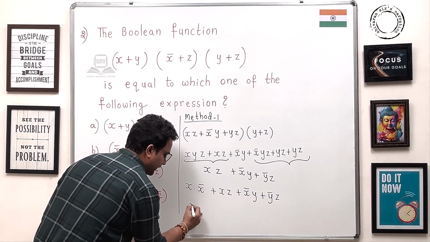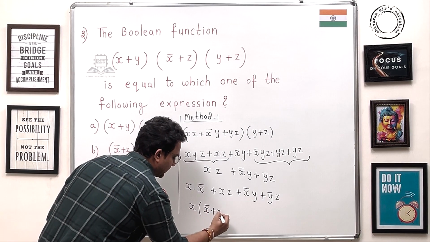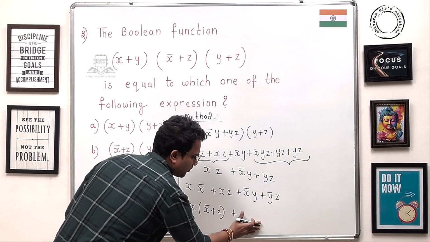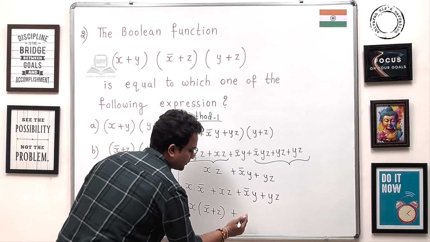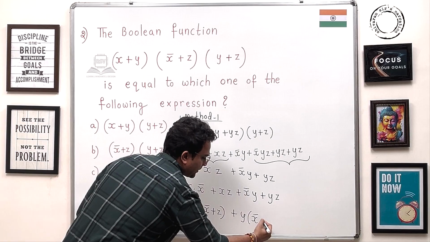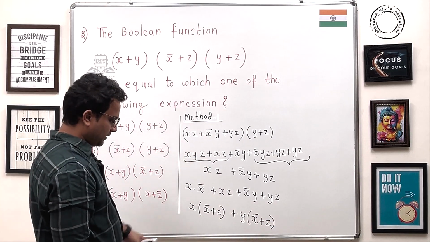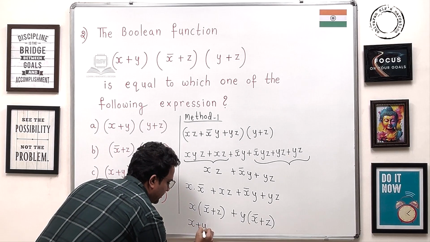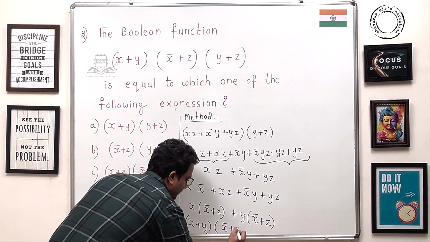Therefore now if you take common x bar plus z, plus y, this is y, right? So this is y, if you take common x bar plus z. Now guys, here you can rewrite it as x plus y into x bar plus z.